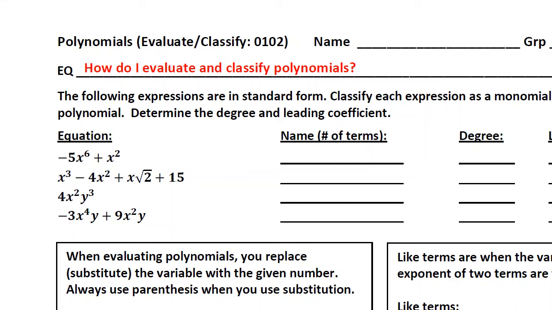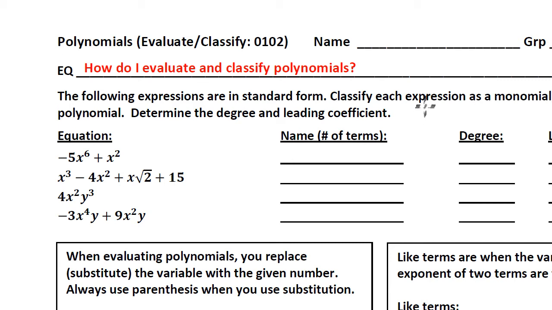This video covers the worksheet titled Polynomials, Evaluate and Classify. It's the introduction to the Polynomials unit, and it follows along with questions that should have been answered by the notes that you took in a previous video. So, the essential question on this worksheet is, how do I evaluate and classify polynomials? How do I evaluate and classify polynomials?